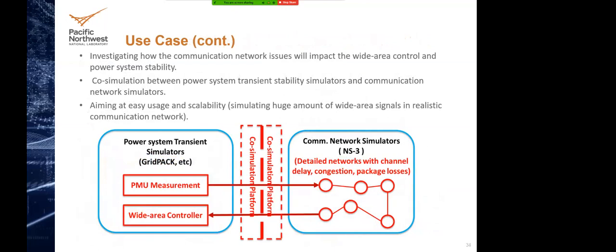And here we'd like to investigate how the communication network issues, most importantly delay and packet drop, will impact the wide area control, and in this case the wide area power system stabilizer performance. And we have GridPack to deal with the PMU measurements and also the wide area control, and we have ns-3 to deal with the network and the PMU message encapsulation and the network.